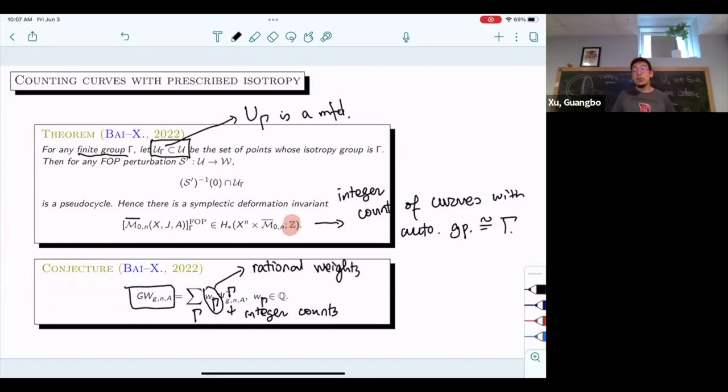And which should be responsible. Okay, those rational weights should be able to be expressed in terms of some classical topological characteristic class. So this is a vague conjecture relating the original Gromov-Witten invariants with this type of integer counts, although we only defined a genus zero case so far.